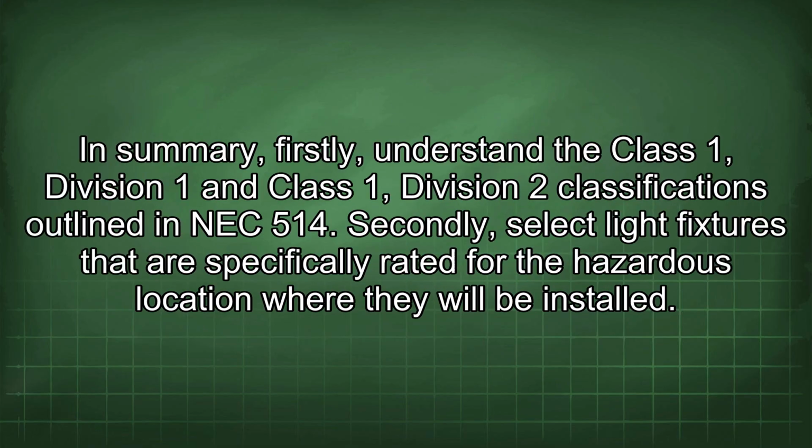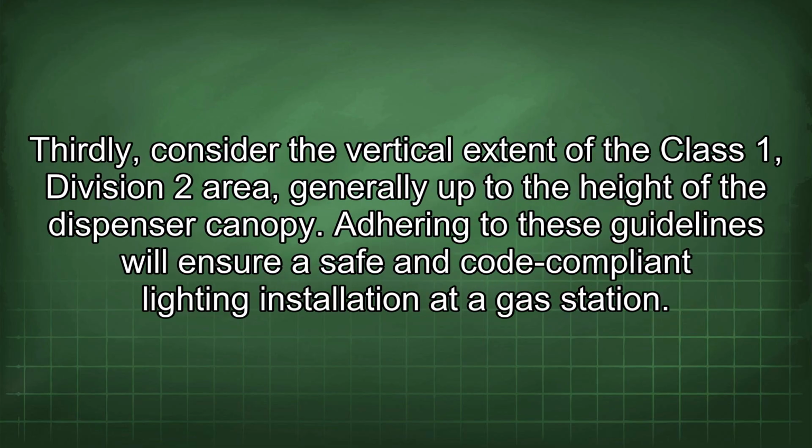In summary, firstly, understand the Class 1, Division 1 and Class 1, Division 2 classifications outlined in NEC 514. Secondly, select light fixtures that are specifically rated for the hazardous location where they will be installed. Thirdly, consider the vertical extent of the Class 1, Division 2 area, generally up to the height of the dispenser canopy. Adhering to these guidelines will ensure a safe and code-compliant lighting installation at a gas station.